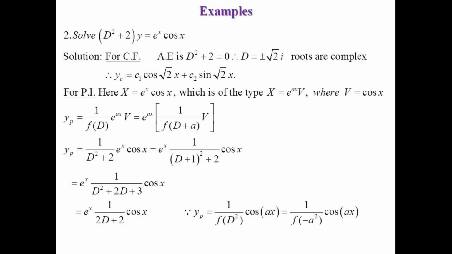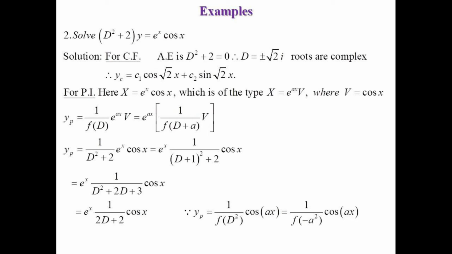So write down the value of e raised to ax as it is, that means e raised to x as it is. So 1 upon, replace d by d plus a, so value of a is 1. So 1 upon d plus 1 its square plus 2 into cos of x. So if we make the square of d plus 1 its square, and after simplifying this term, we get the value of denominator as e raised to x, 1 upon d square plus 2d plus 3 into cos x.